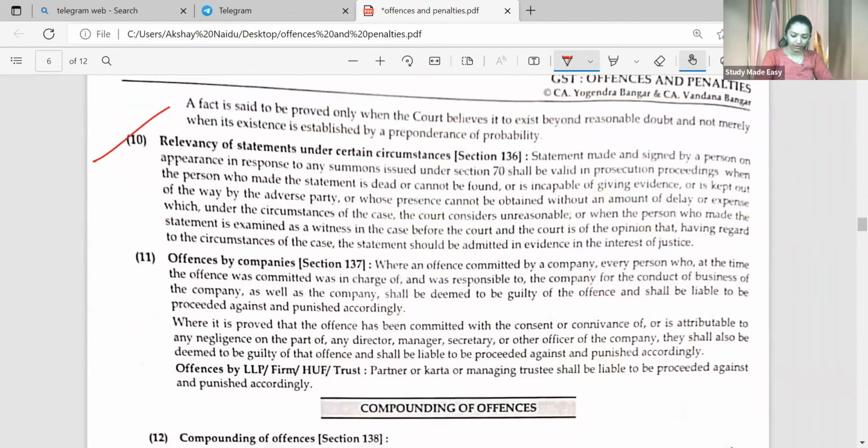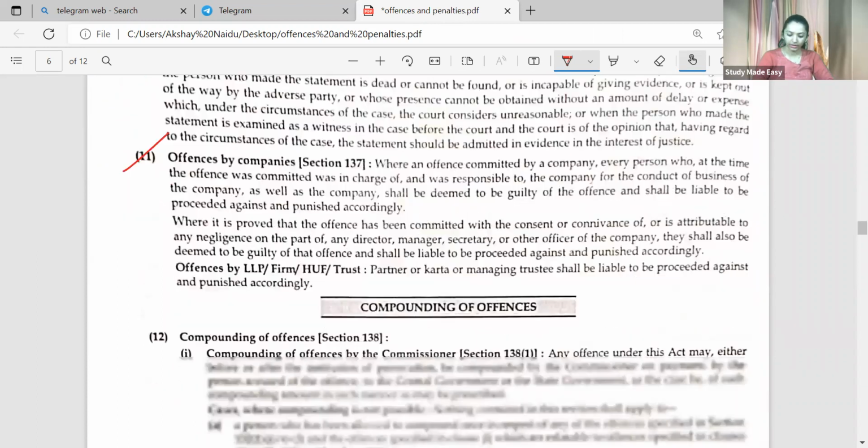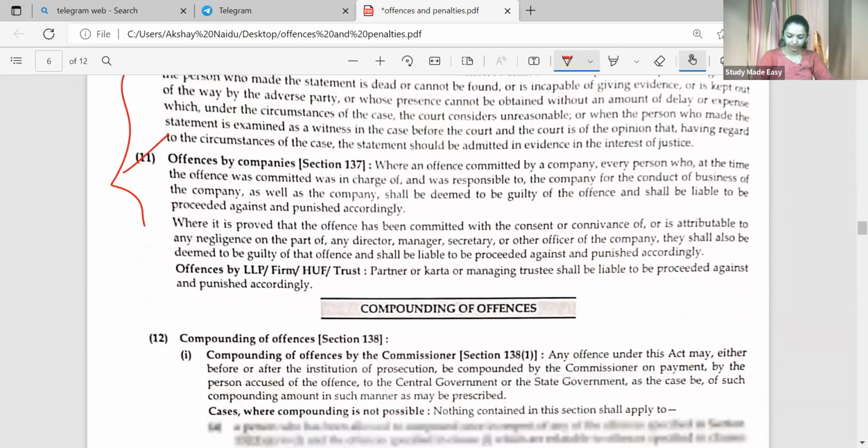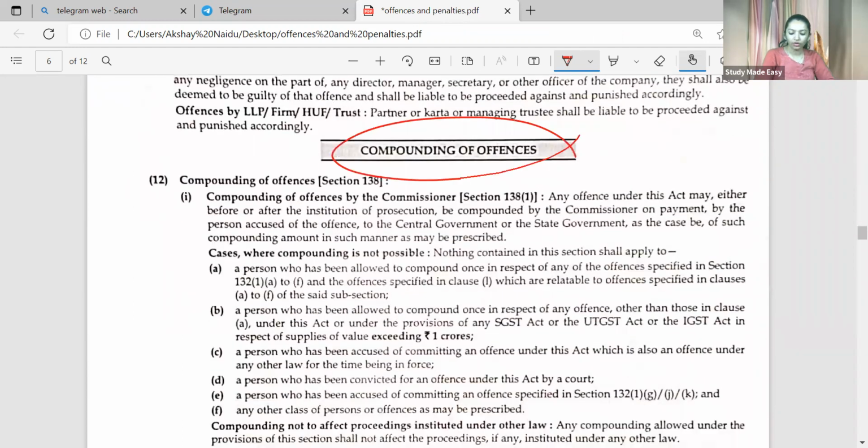Now this is just part of reading, just a reading, but you have to read it. Now what is compounding of offense? Very easy. Now what is compounding of offense? Offense under the Act may be compounded either before or after the institution of prosecution. It is may. It is not mandatory. It might be. Either before you do any prosecution or after you do any prosecution. Either before or after prosecution has been started. Prosecution has started against you, or before it starts.